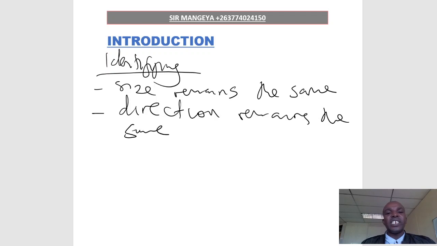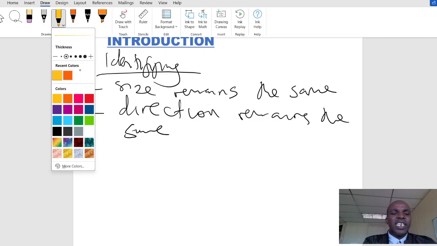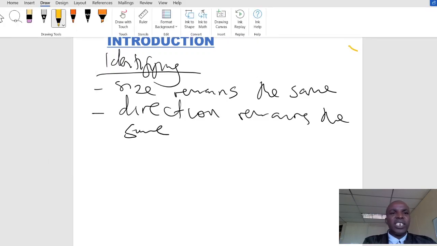That's called a translation. So check on the size and direction. If direction is the same, size is the same, that's called a translation. Right? Please take note of that part. That's called a translation. Size the same and direction the same.